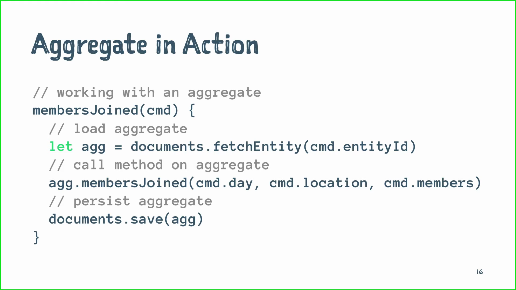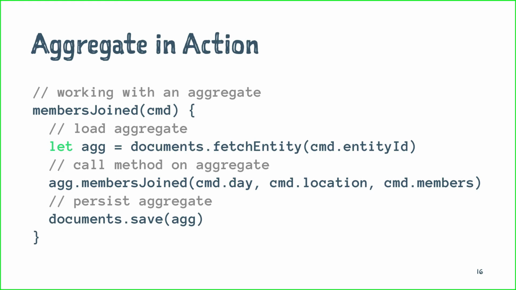So, working with the aggregate, what would that look like? Here's an example command that we might be handling in the system, this members joined command. We can load up the aggregate based on its identity, and then call a method or function on that aggregate and pass it the data from the command. Notice that the command just has these value objects on it, and those command objects are just basic DTOs.